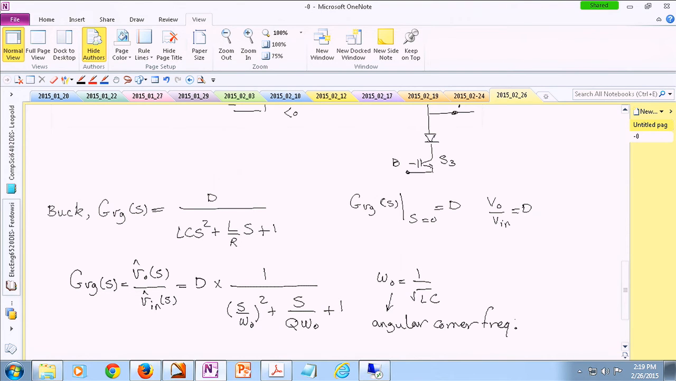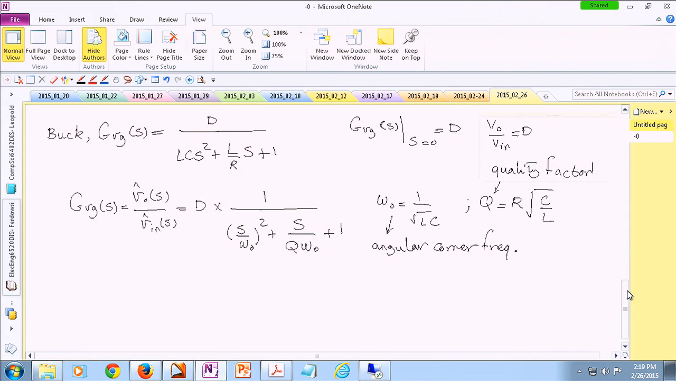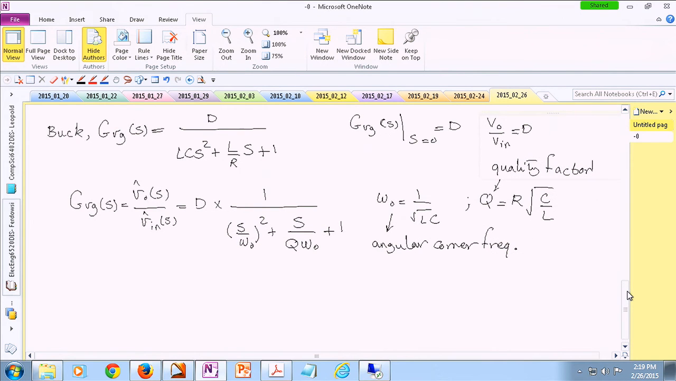All right, and Q is a quality factor. It has no dimensions. So this is a more standard way of representing a second order system. Now, we want to plot this to have a visual understanding about what it looks like.